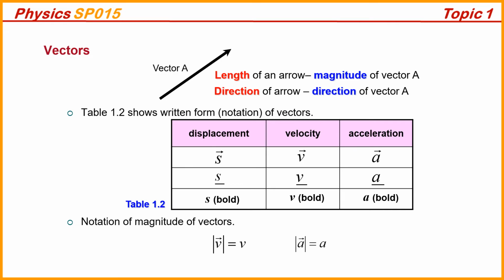Vector can be represented by an arrow. The length of the arrow represents the magnitude of the vector, and the direction of the arrow represents the direction of the vector. Table 1.2 shows the written form or the written notation of vectors. We can use that form or that notation to represent the vector.